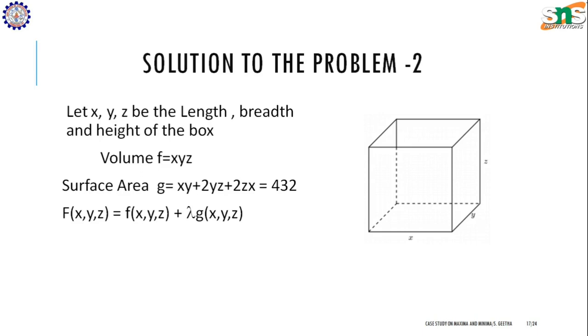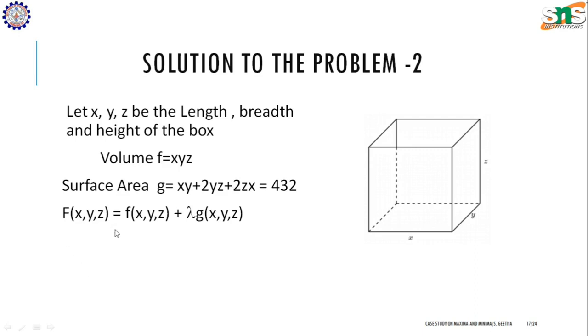Solution to the problem. Let us consider x, y, z be the length, breadth and height of the rectangular box. Here the unknown function is volume. We have to maximize the volume. For that we consider f = xyz and the given value is the surface area. So here the surface area g, as it is open at the top, g = xy + 2yz + 2zx = 432 square meter.